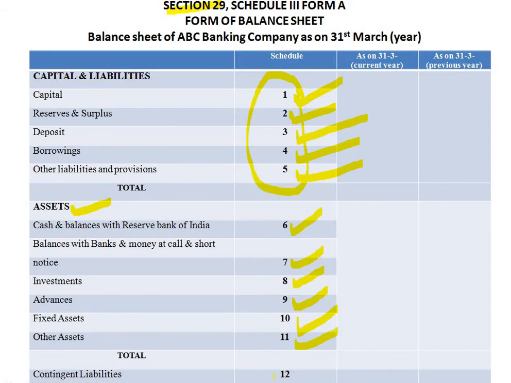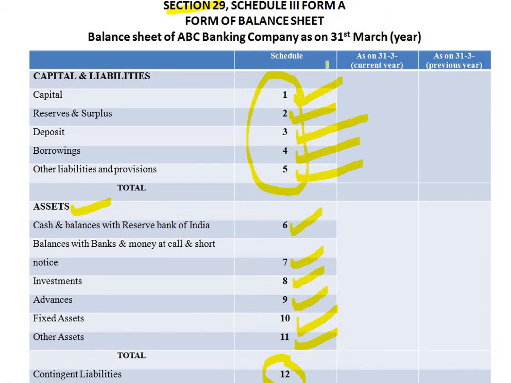After the total of these assets, we have to consider one more schedule which is not a part of the total of these assets. That is contingent liabilities. Contingent liabilities is treated as Schedule 12 in the balance sheet, but it should not be considered for totaling either on the asset side or on the liability side. But we have to show the schedule and also the workings.